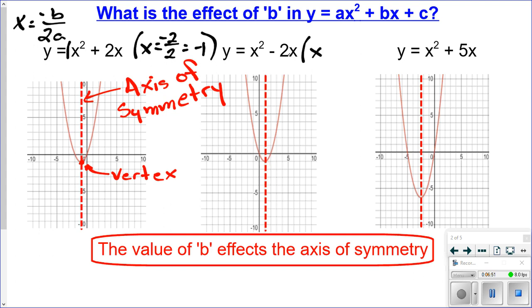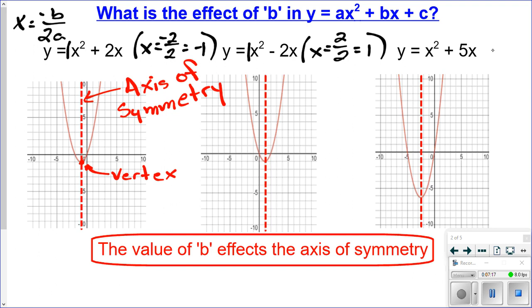So x equals negative b, so it'd be the opposite of negative 2. So that would be positive 2 over, again, the coefficient here is 1. So 2 times 1 is 2. And so that just simplifies to 1. So in this one, our line of symmetry or our axis of symmetry is equal to 1. So look at our dashed line here. Where is it? It's at 1 on the x-axis.